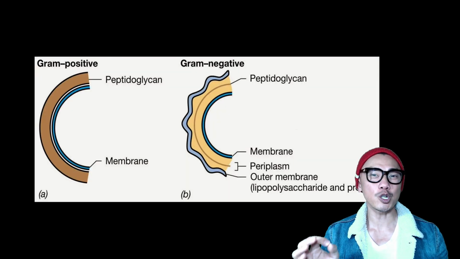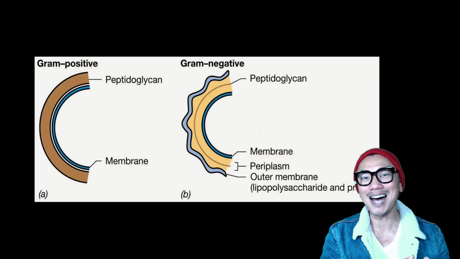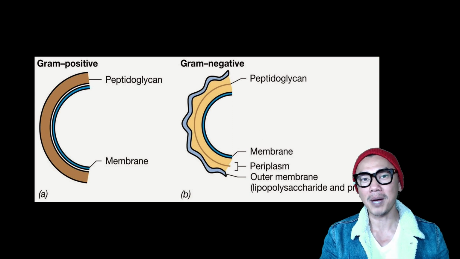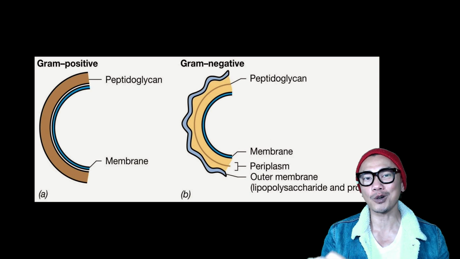This diagram shows the differences between gram-positive bacteria and gram-negative bacteria. The gram-negative bacteria has an extra outer membrane.